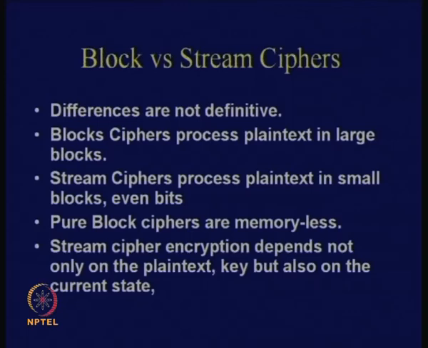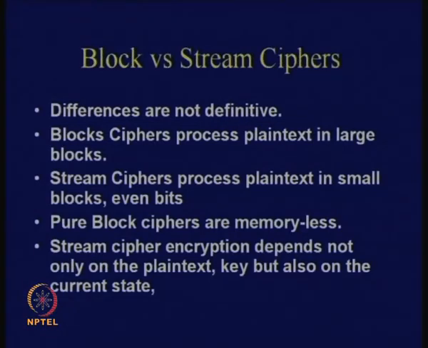The differences are not very definitive, so clearly differentiating between the two is slightly tricky, but we can say that block ciphers process the plain text operating on large blocks of data, as opposed to that, stream ciphers operate on small blocks of data. This is not a perfectly accurate difference, but it can be used to differentiate between block ciphers and stream ciphers.